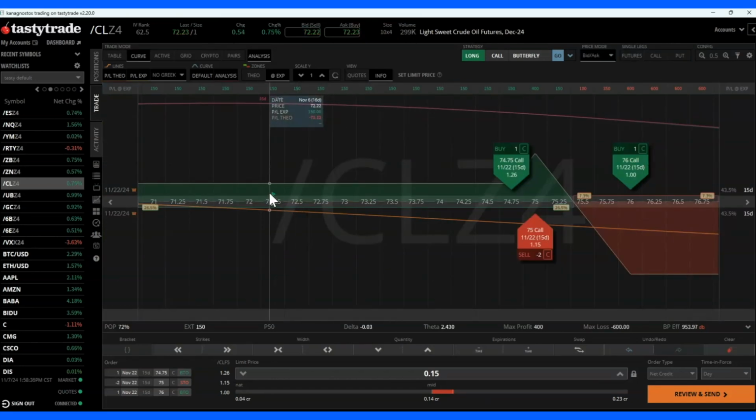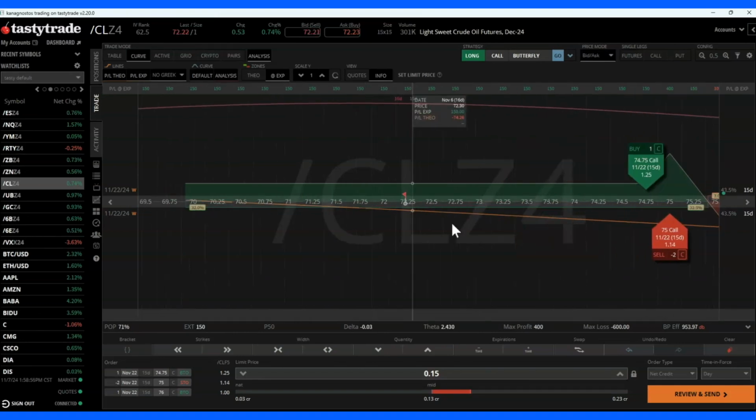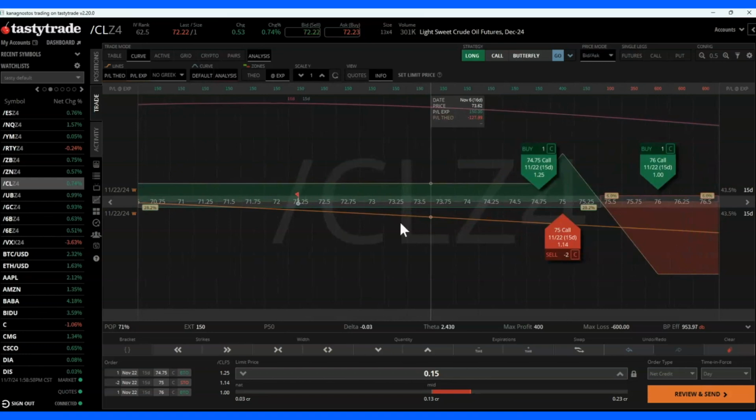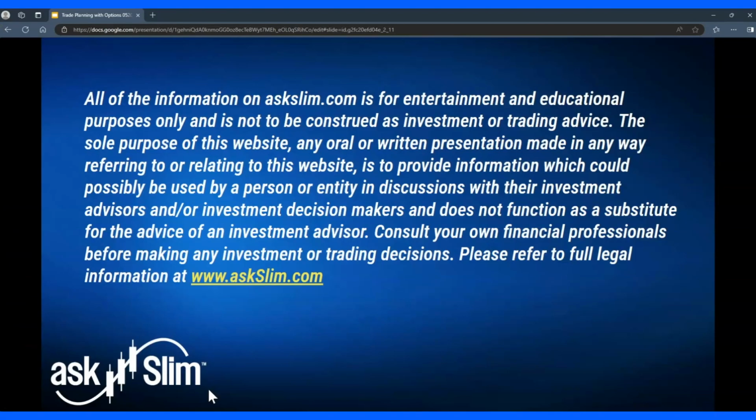This is what the risk graph looks like. Here is where crude oil futures are trading today, and you can see max profit occurs up here if we pin that 75 strike at expiration. Our break even to the upside is at 75.40, and we have no risk whatsoever to the downside. Anywhere down here, we keep our credit collected of $150.